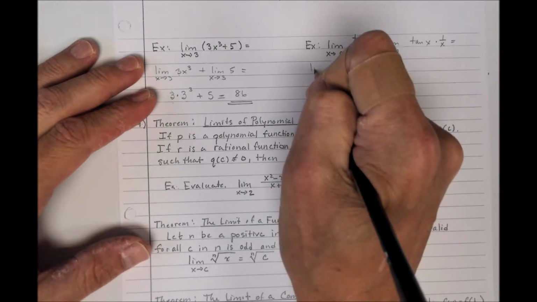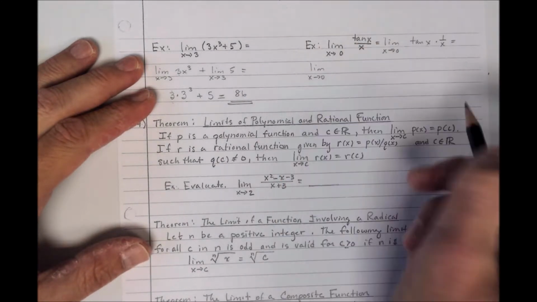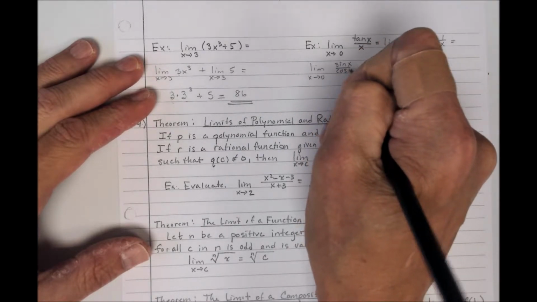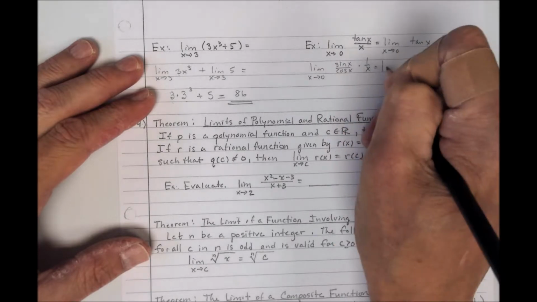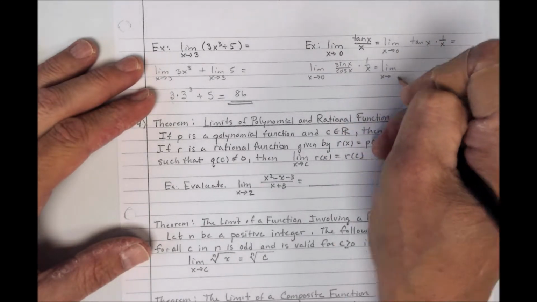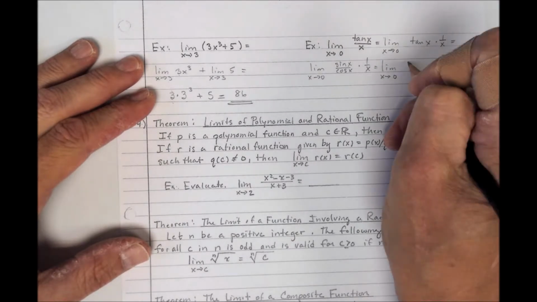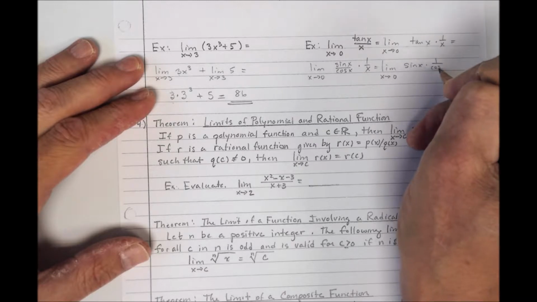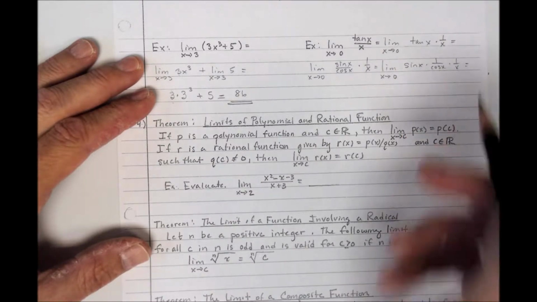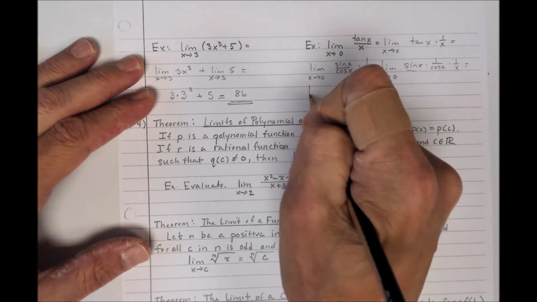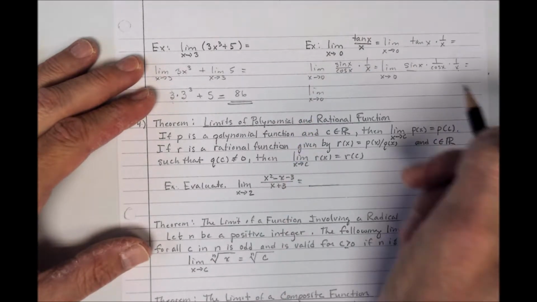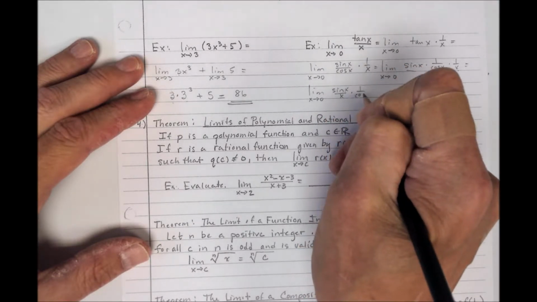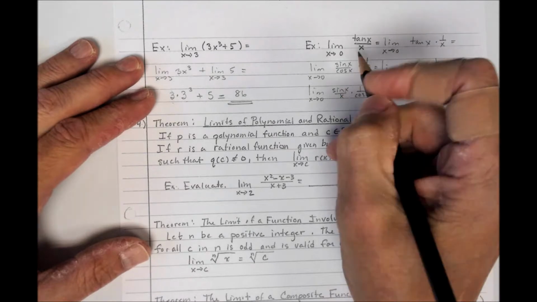Then I'm going to write this as the limit as x approaches 0. Now the tangent of x is the sine of x over the cosine of x, times 1 over x. I'm going to write this as the limit as x approaches 0 of the sine of x times 1 over the cosine of x times 1 over x. Now I'm going to take this and multiply it together. I get the limit as x approaches 0 of the sine of x over x times 1 over the cosine of x. Well, as it turns out, I have a product.